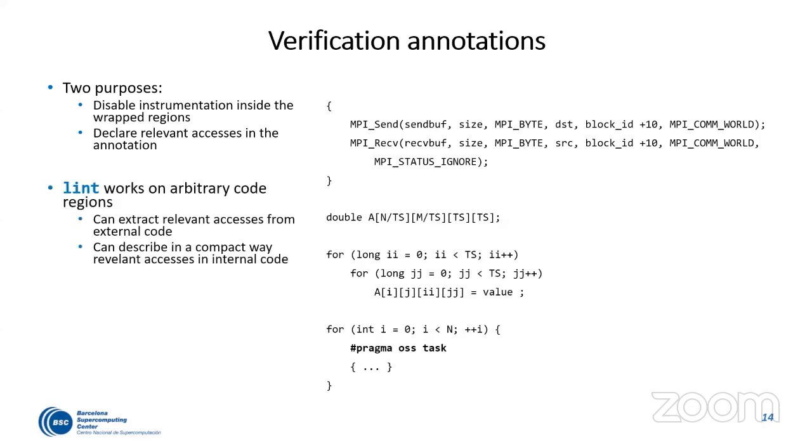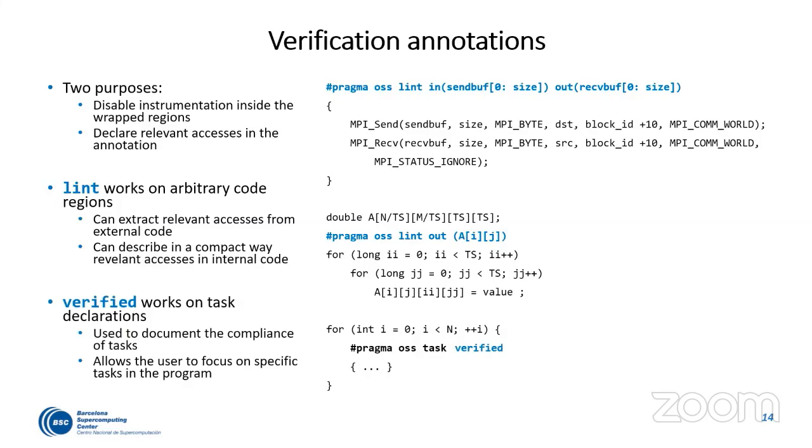The lint annotation works on arbitrary code. It accepts a dataset that is useful to describe the high-level semantics of complex library functions, such as reading or writing buffers in MPI send or receive functions, or also to reduce the number of accesses to instrument using a more compact representation for them, for example, when traversing an entire array.